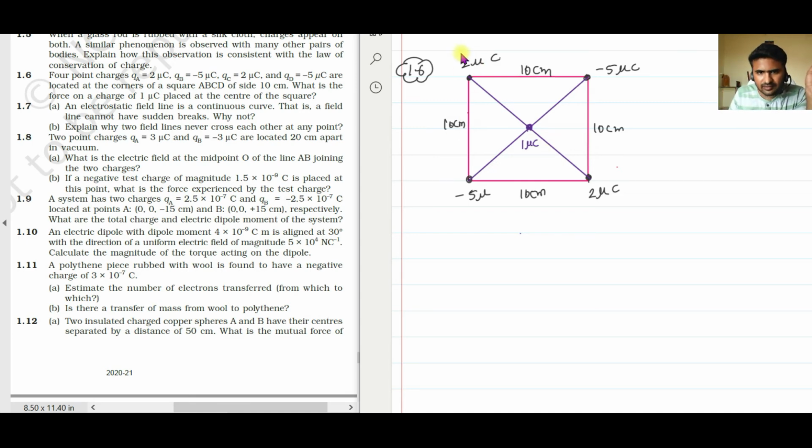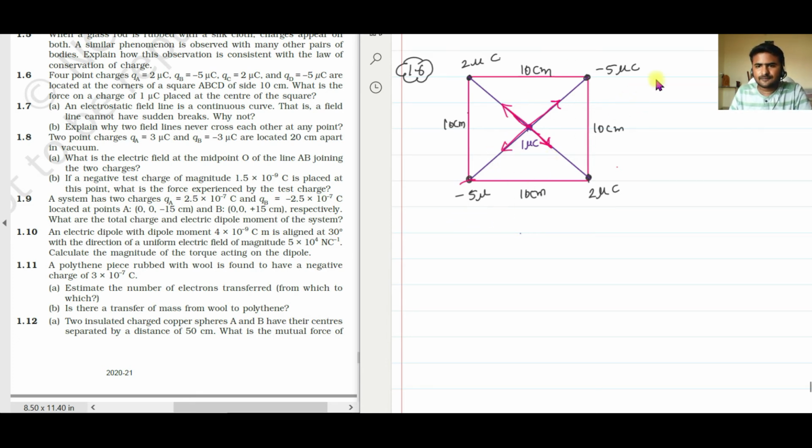So here you can see this 2 microcoulomb will try to repel this 1 microcoulomb radially outwards in this direction, and this 2 microcoulomb also will repel this 1 microcoulomb in the radially outward direction. So these two forces will cancel out. Similarly this 1 microcoulomb will be attracted by this minus 5 microcoulomb towards it. This 1 microcoulomb will again be attracted by this minus 5 microcoulomb. So therefore the net force on this charge will become 0.